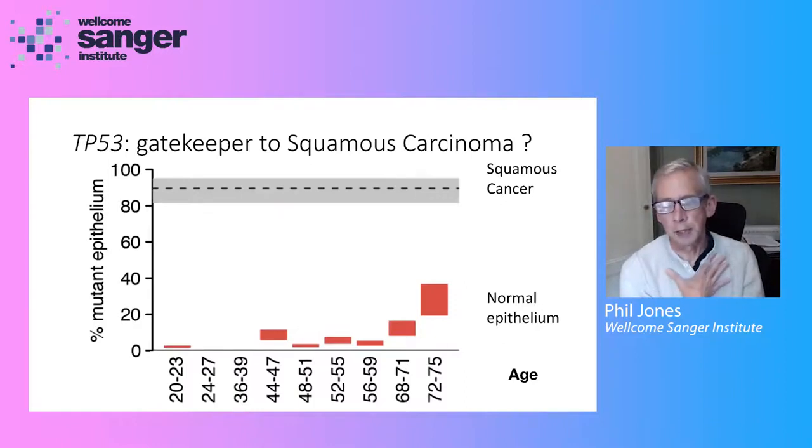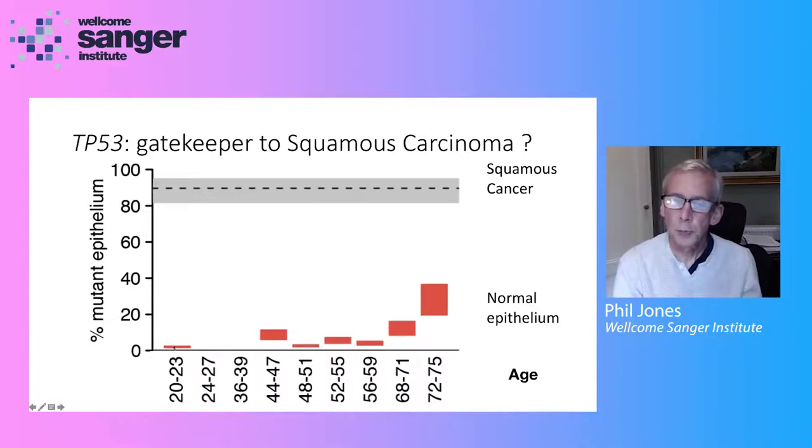This is, if you like, the genomic spell check responsible for genome integrity maintenance, but it's very striking that in squamous cancers, which are the kind of cancers that developed from the part of the esophagus that we studied, it's almost universal for them to be mutated for P53. However, if you look at the normal tissue, you can see that until you get to your 70s, the prevalence of P53 mutants is really quite low, and then it rises as people get beyond 70.